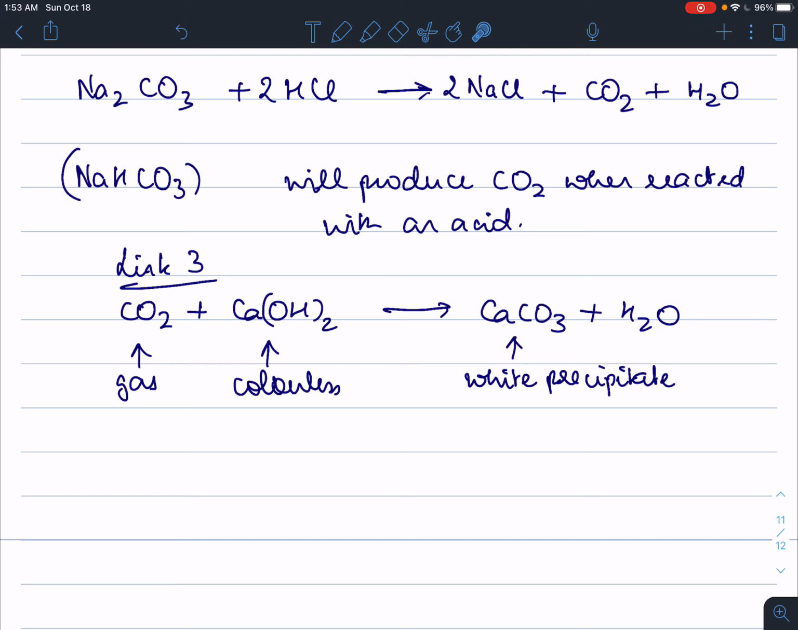Okay. So now we spoke about how metals and carbonates react with acids and bases. Let us see what happens when acids and bases react with each other. Acids plus bases will always give you salt plus water. This is something you should remember. It is very straightforward. I'll show you how that happens.